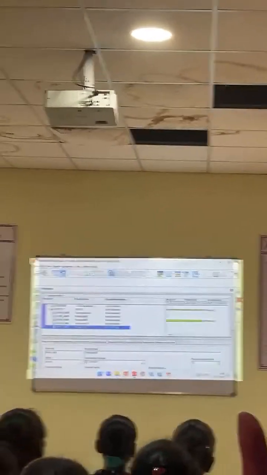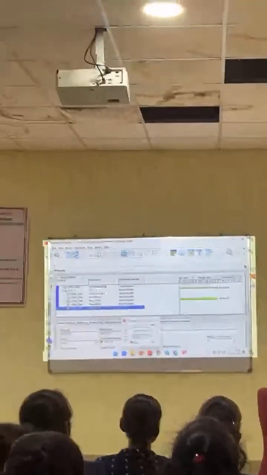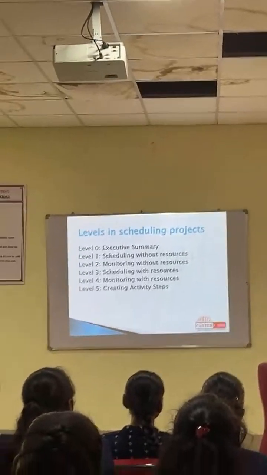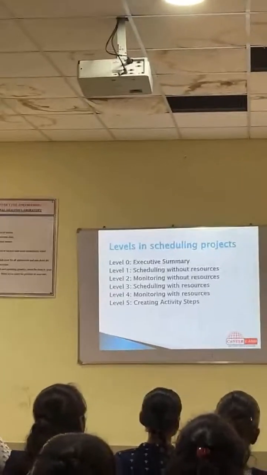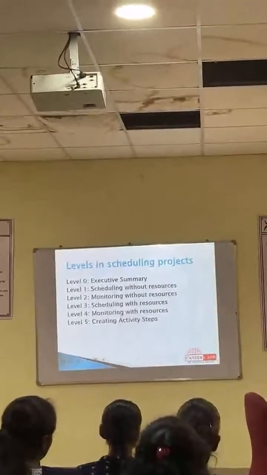Project ID, project name, EPS, OBS, plan start. Nothing more than that, right? We don't even know what we're going to do in the project. So this is an example of a level 0 project. Executive summary. Only summary, nothing else. This is the level 0, basic level of planning.